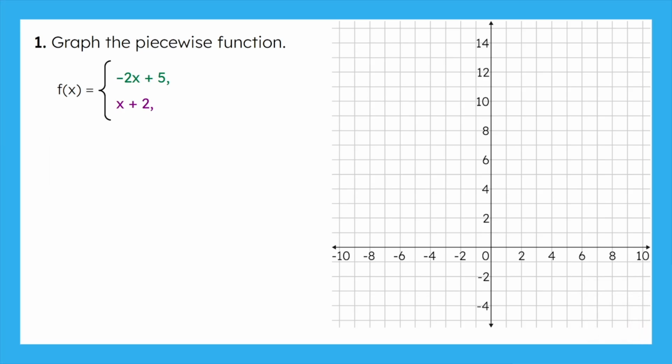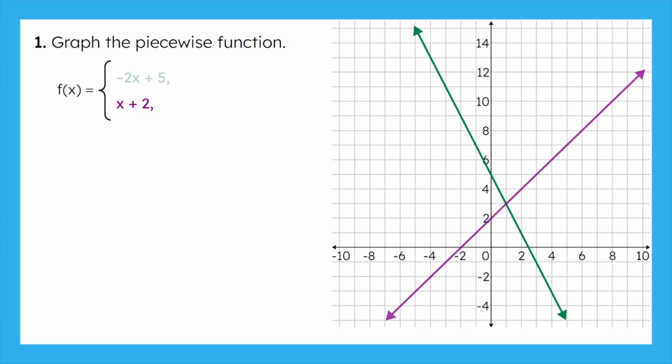The first line, f of x equals negative 2x plus 5, looks like this on the graph, starting at a y-intercept of 5 and following a slope of negative 2. Following the same process for the second subfunction gives us this line. But is this our final graph? Nope. Since this is a piecewise function, the graph will only contain pieces of each subfunction.